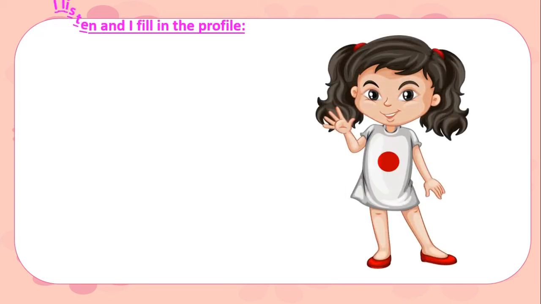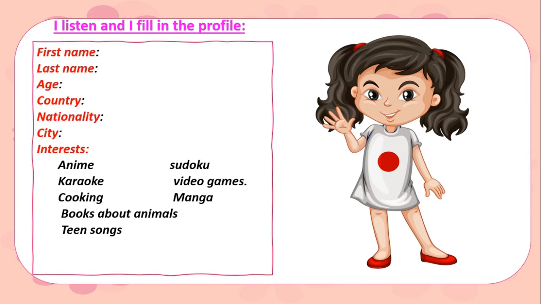So, you're going to do this task. I listen and I fill in the profile. First name, last name, age, country, nationality, city, and interests. When it comes to interests, you are going to put a tick next to the correct answer. Anime, karaoke, cooking, books about animals, teen songs, Sudoku, video games, and manga.